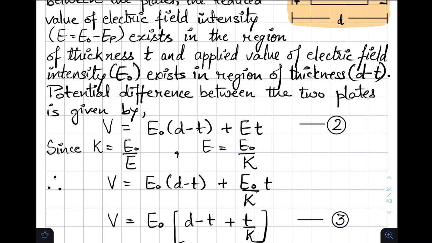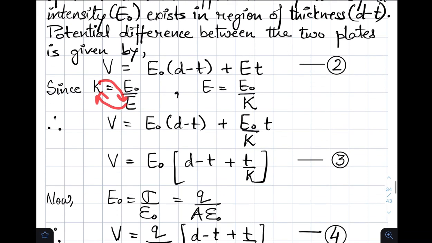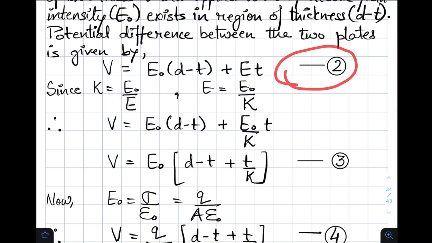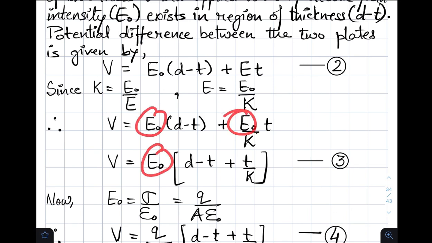Now, if someone remembers, the dielectric constant was the ratio of the original or applied electric field to the reduced value, K equals E naught upon E. From here you can have E equals E naught upon K, just transfer E up and K down. So if I put it in equation number 2, we get V equals E naught into D minus T plus E naught upon K into T, or V equals, taking E naught common, E naught into D minus T plus T upon K.